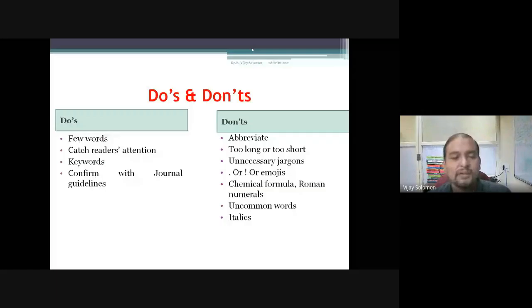Do's and don'ts. The title should not be very lengthy. It can be in few words. It should be very catchy so that readers do not just bypass your article. The keywords are very important. What kind of keywords are you using? Conform with journal guidelines. Each journal has its own guidelines. It should not exceed 20 words, 16 words, or 18 words. We need to be very careful when writing the title, because that's the first thing the readers read. Don't use abbreviated titles.